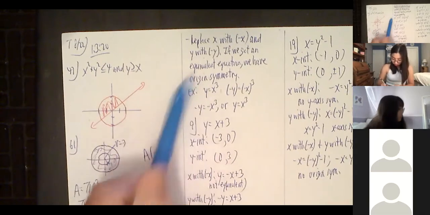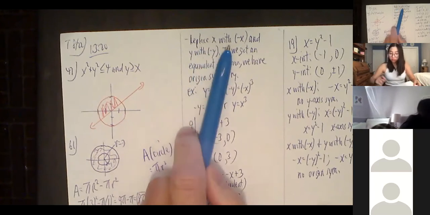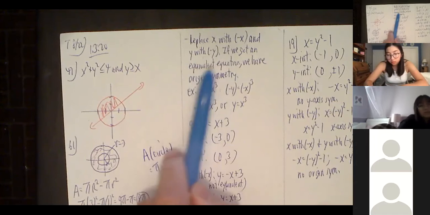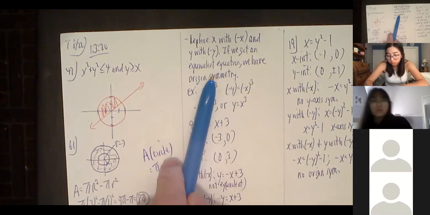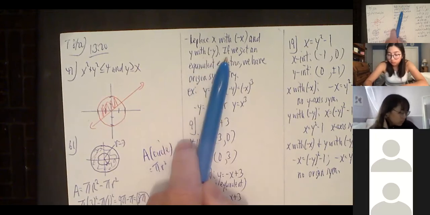Okay, now, for origin symmetry, you do both. Replace x with negative x and y with negative y. And if you get an equivalent equation, you have something called origin symmetry. So change x to negative x, y to negative y, and you get an equivalent equation.